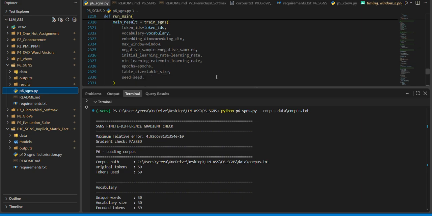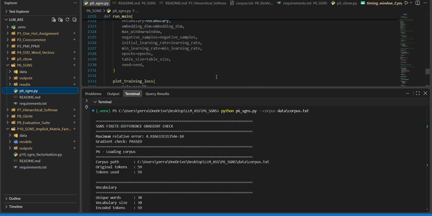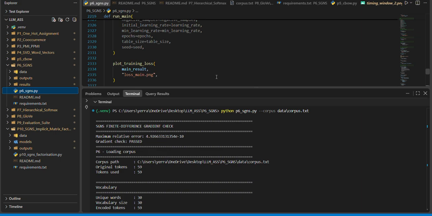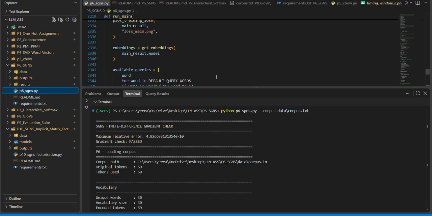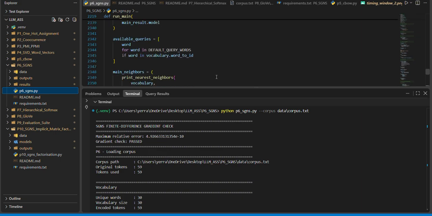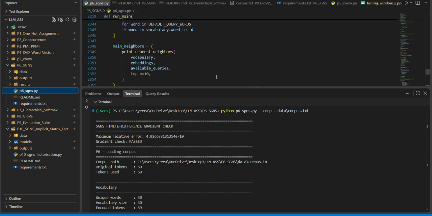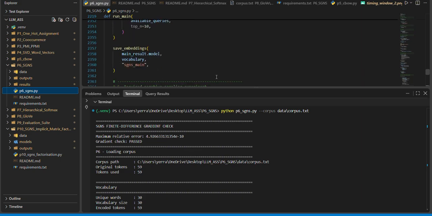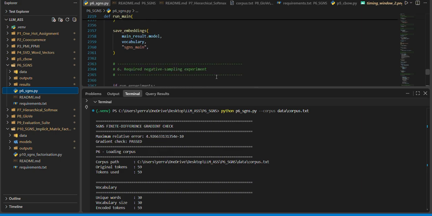Gradient verification. The gradients of the skip-gram negative sampling objective are derived and implemented manually. To verify the implementation, a finite difference numerical gradient check is performed. The analytical and numerical gradients are compared and the maximum relative error is reported. This provides an important correctness check before beginning large-scale training.